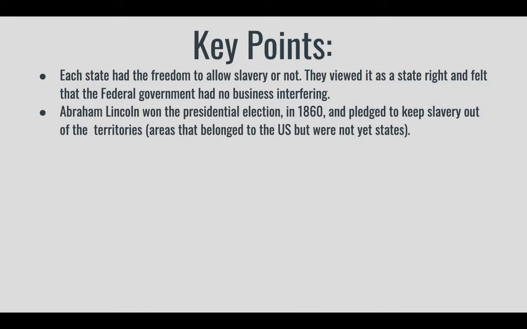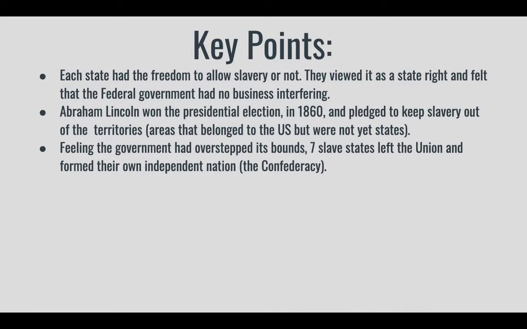So in 1860, Abraham Lincoln won the presidential election, and he was anti-slavery. And although he wanted to eventually get rid of it, he knew it needed to go about gradually and slowly. So one of his first acts as president was to say that territories, which are places that belong to the U.S. but weren't states, would be free areas, that they would not be allowed to have slavery. And so although this didn't end slavery, it stopped it from spreading.